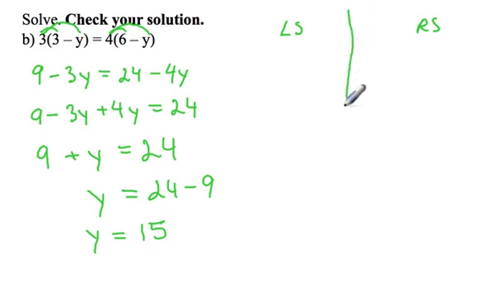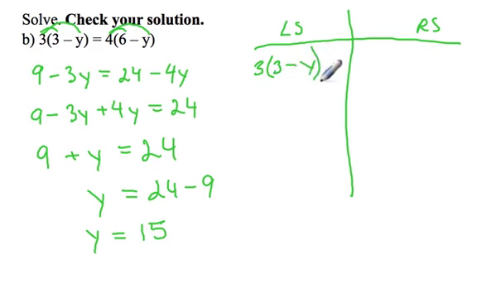We also have to check our solution, so we're going to check whether the left side of the equation equals the right side of the equation. On the left side we have 3 times 3 minus y, and on the right side we have 4 times 6 minus y. And our solution is 15. So we're going to substitute that.